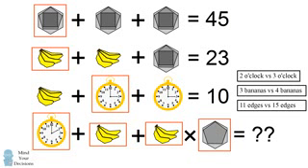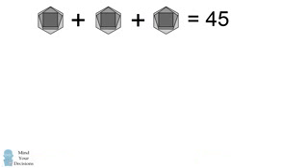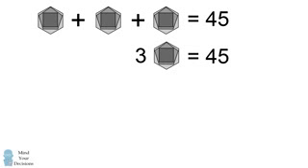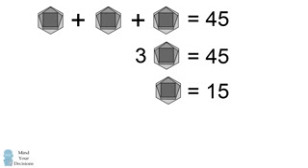So let's try and see if there's any logical structure to these equations. We'll start out with the first equation. We have 3 of these shapes which are equal to 45. This simplifies to one hexagon being equal to 15.